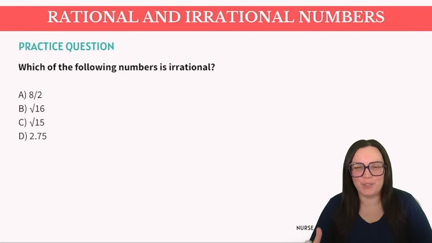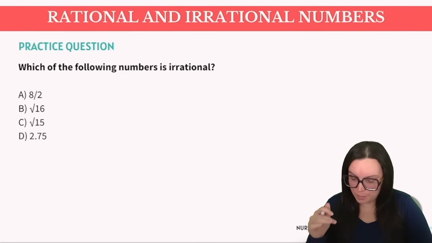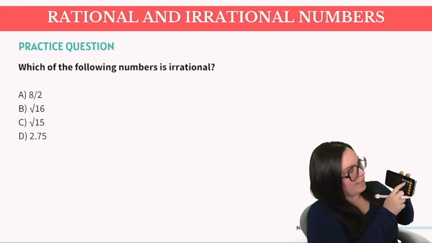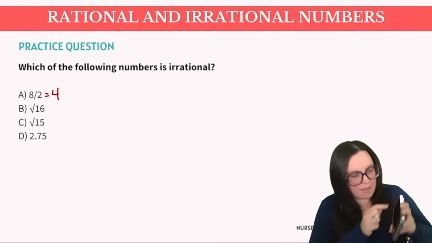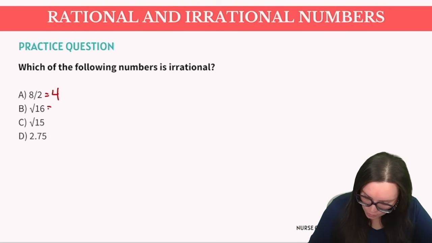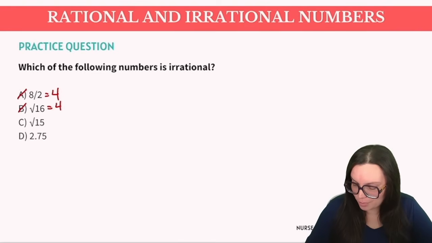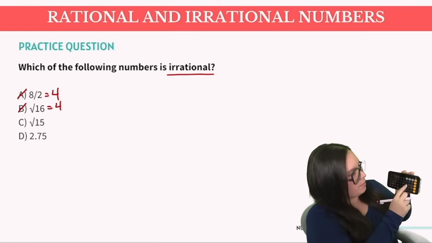Let's take a look at our first example. Which of the following numbers is irrational? So let's break each one of these down. We have 8 divided by 2, which is going to give us 4. We have the square root of 16, which also gives us 4. So we can automatically eliminate A and B as being the correct answer because remember, we're looking for an irrational number. Next, we have the square root of 15.